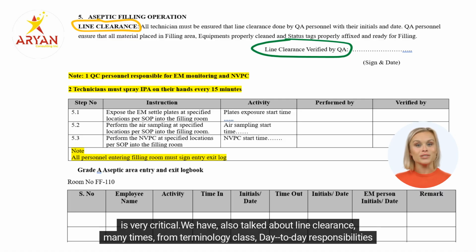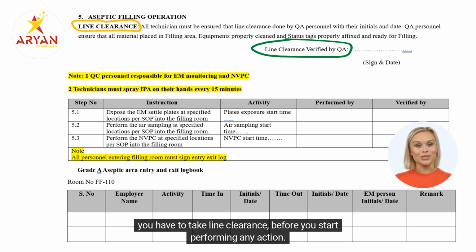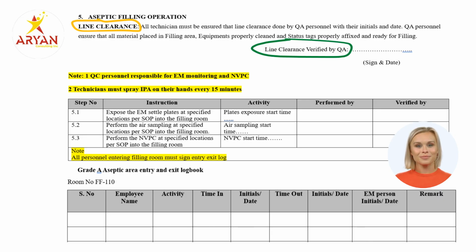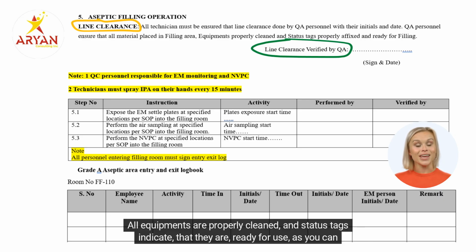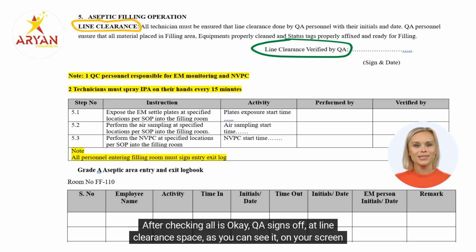We have also talked about line clearance many times, from terminology class, day-to-day responsibilities of manufacturing technician, and DS, API manufacturing training as well. Now, this is the place in BPR where you have to take line clearance before you start performing any action. Quality assurance person will come to the manufacturing floor to ensure all materials are gathered in manufacturing area. All equipments are properly cleaned and status tags indicate that they are ready for use, as you can see on the screen in orange circle.